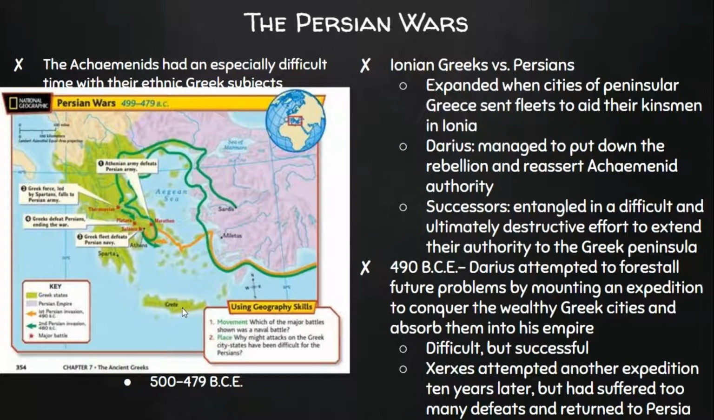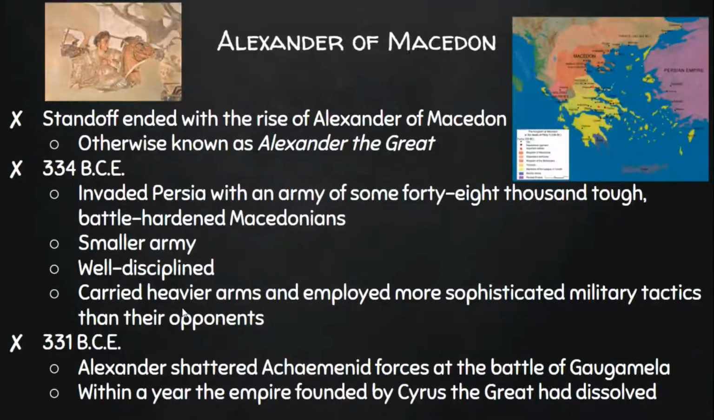In 490 BCE, Darius attempted to forestall future problems by mounting an expedition to conquer the wealthy Greek cities and absorb them into his empire. It was incredibly difficult for him, but he was ultimately successful. But when his son came into power, he attempted another expedition 10 years later, but he suffered way too many defeats. He ultimately was not his father, and he had to abandon the hopes of grabbing any more Greek territory and return back to Persia.